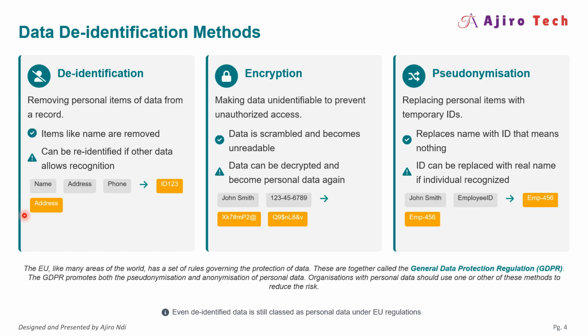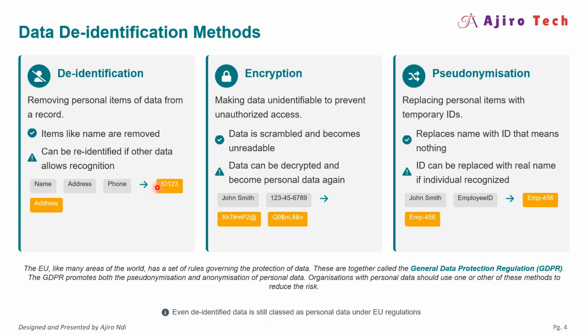What does it mean? It is when instead of removing personal items of data, they are replaced with a temporary ID. Okay, so this means that instead of seeing the person's name, you will see an ID which means nothing to you. Now I know you're wondering, is it the same thing? No, it's not the same thing, because here, like I said, this is an ID that has been given.